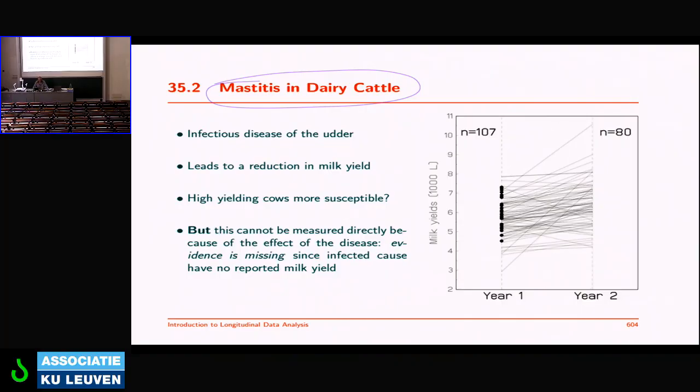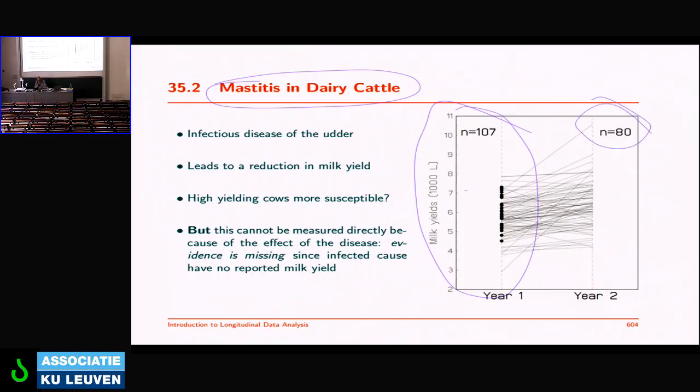So the problem is here that we have high-yielding cows, which is good, but that makes them more prone to the disease, which is bad. That's at least the idea. What we have here is data from year 1. 107 cows are observed with their milk yields in year 1, but 27 get the disease and are no longer there in year 2, do not have a measurement in year 2, so there are only 80 cows left.